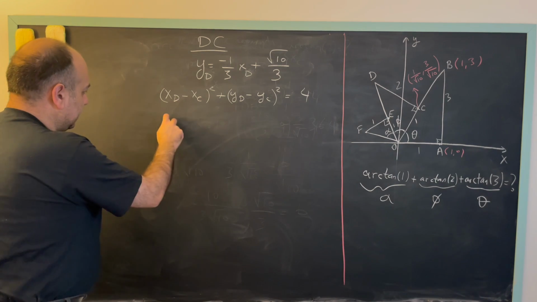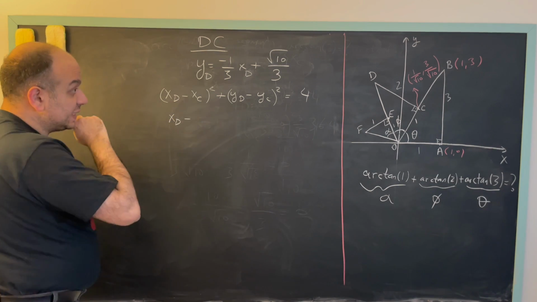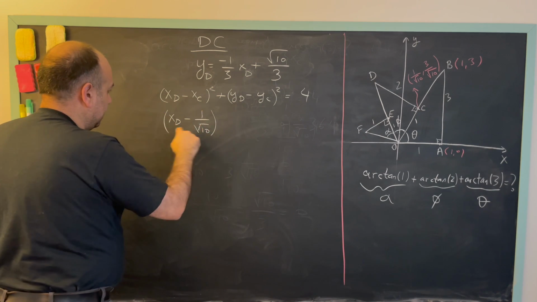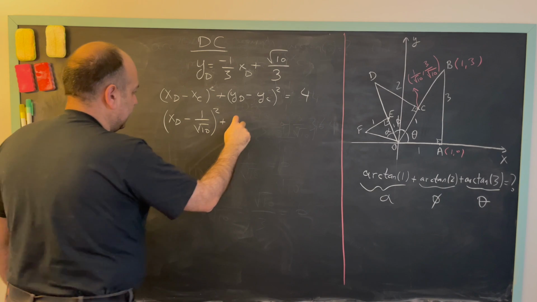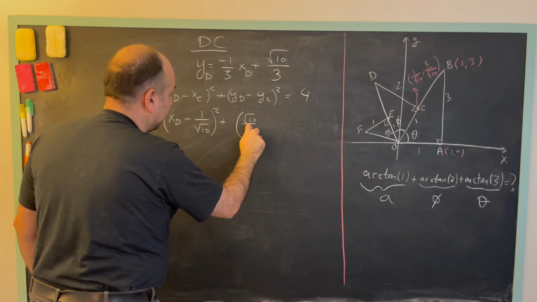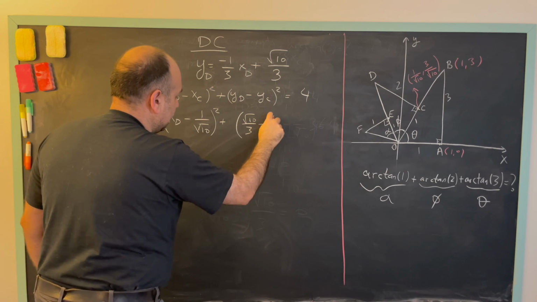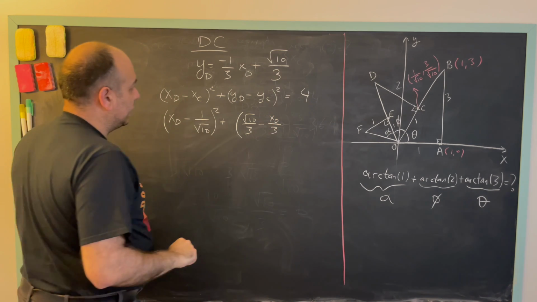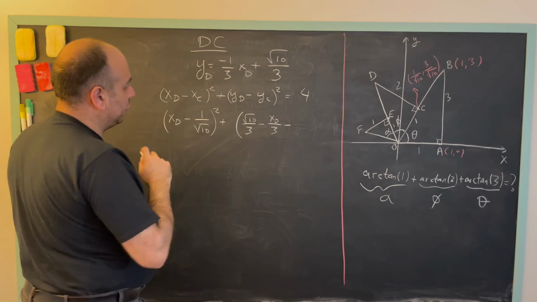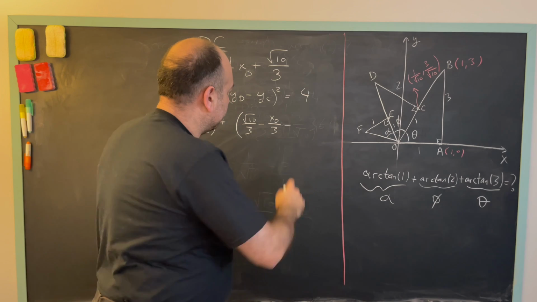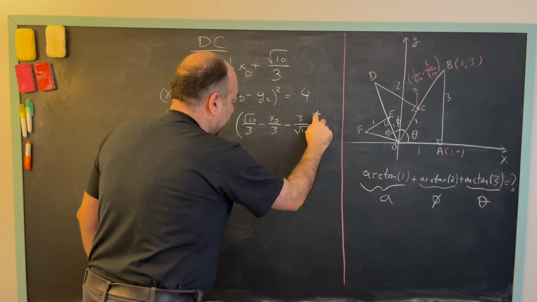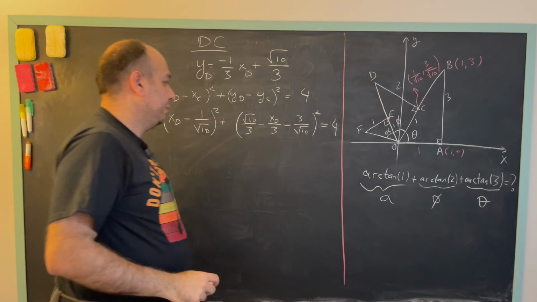So x of d minus, what is x of c? 1 over square root of 10, squared, plus, so what is y of d? It is square root of 10 over 3 minus xd over 3, right? And then minus y of c. Y of c is 3 over square root of 10. Squared must be equal to 4.